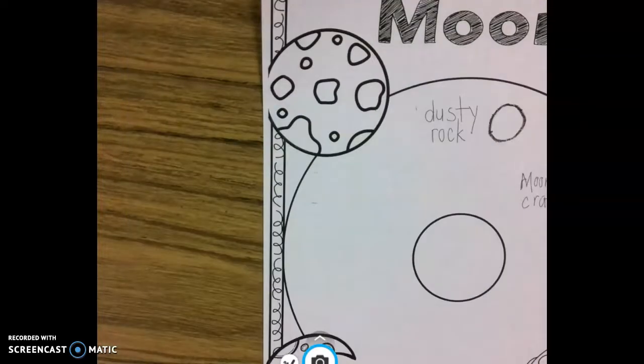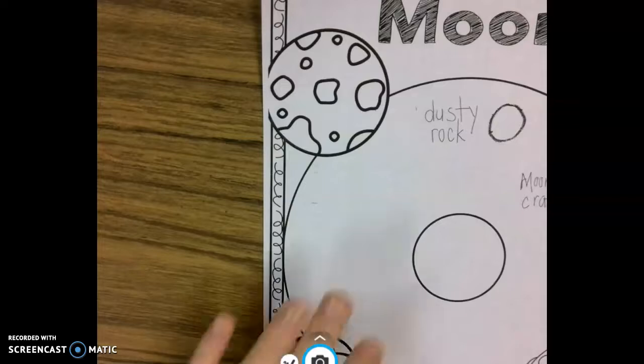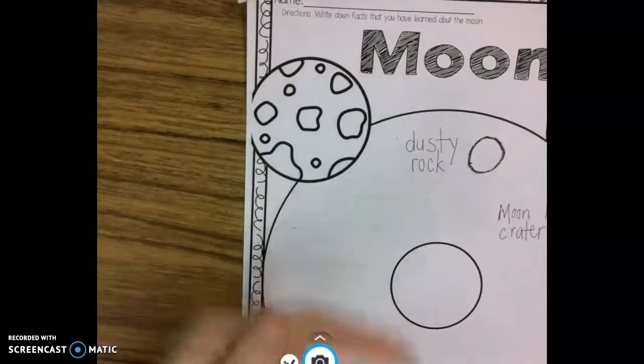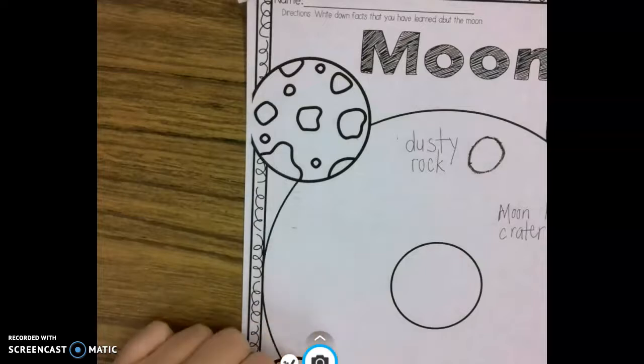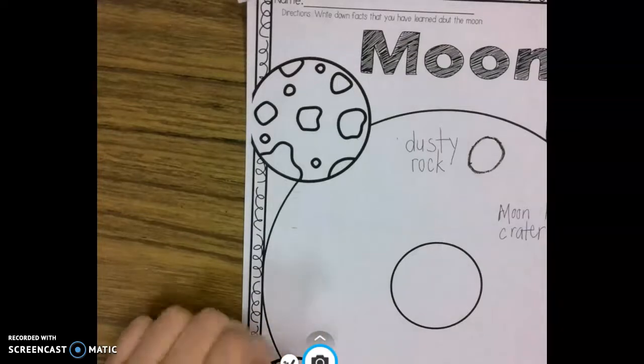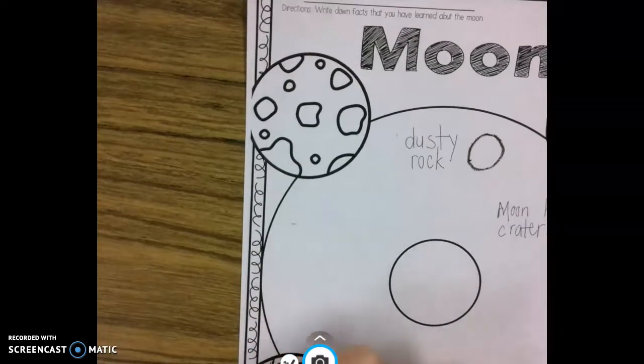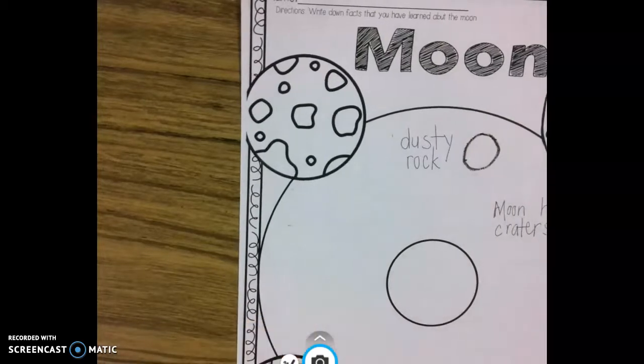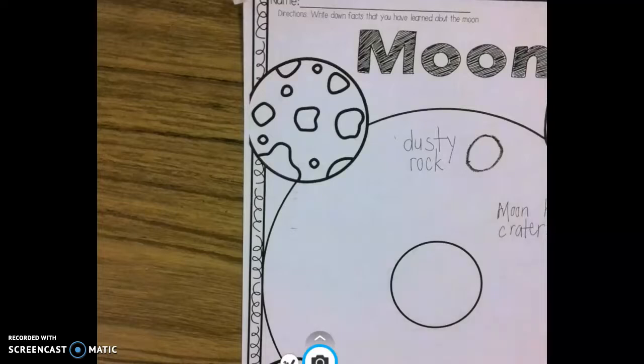Okay, so I just checked, and moons have craters, but they're not holes. They're like a dent. It's kind of hard to describe. It's just kind of like a pit, like a hole in the ground, but it doesn't go all the way through. It's just a dent. Okay, so let's continue with our facts.